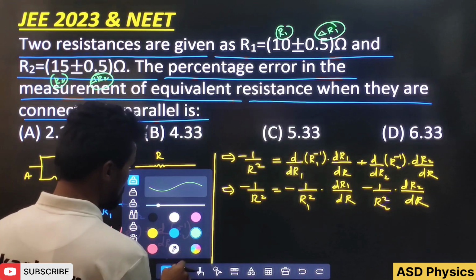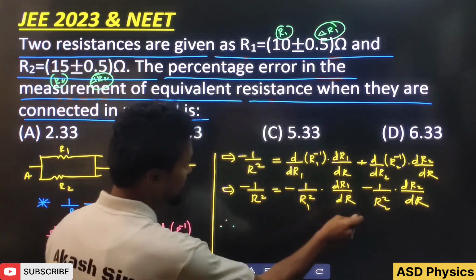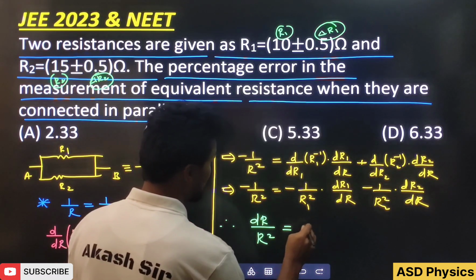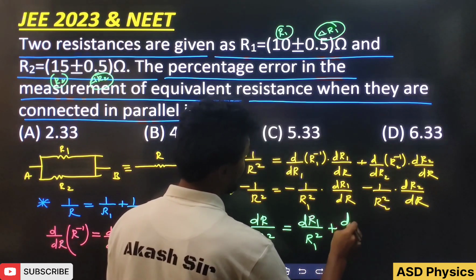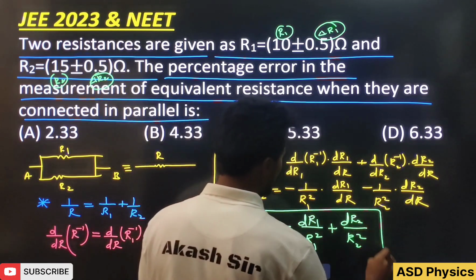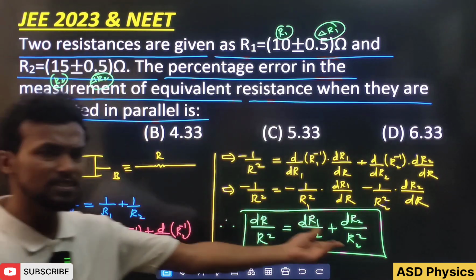Students, if I write the final expression after cancelling the minus signs and sending this dR to the other side, you have to remember this for parallel connection: dR by R square is equal to dR1 by R1 square plus dR2 by R2 square, because books directly write it like this. dR means delta R, dR1 means delta R1, and dR2 means delta R2. Now this I will use here.